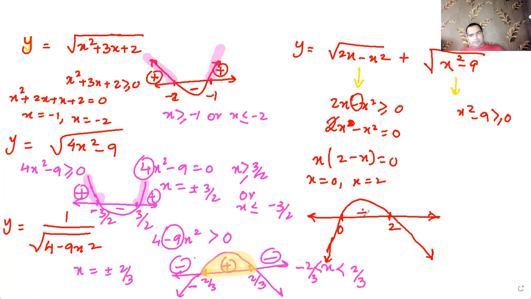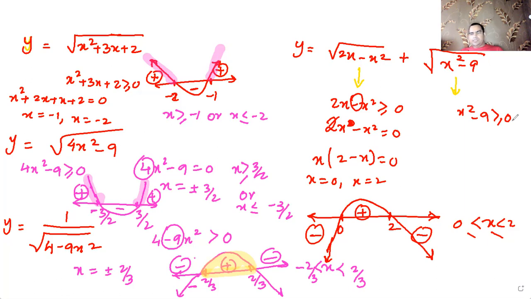Now here it is positive, because you can see part of the graph is above the x-axis. Here it is negative, and here it is negative. So when you talk about the final range for the x values here, it will be between 0 to 2, where it is positive. Next up is this one.